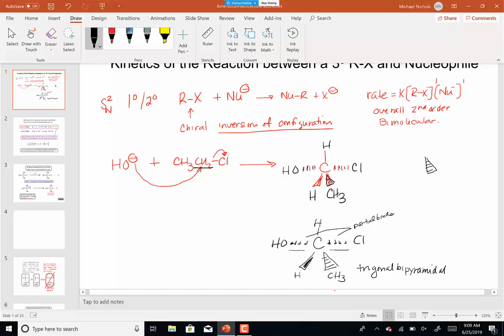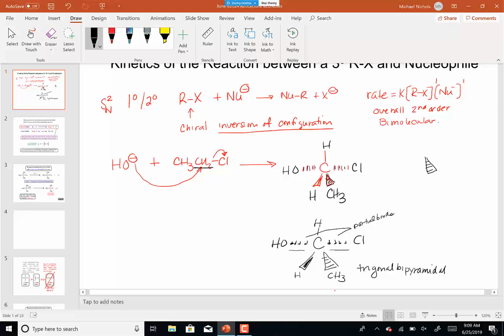And so normally we've shown trigonal bipyramidal as having the positions that are linear up and down, and all I've done is I've just moved them so that now they're horizontal. So this is the partial bond forming between the O and the C. This is the partial bond between the C and the Cl that's breaking.